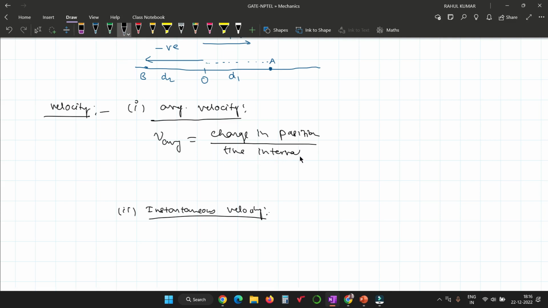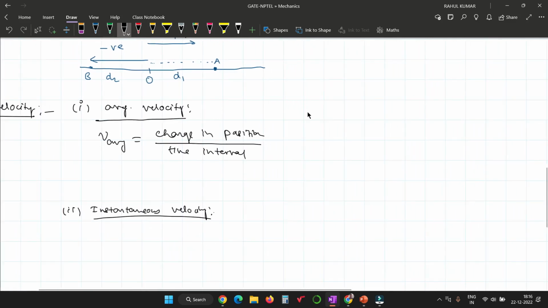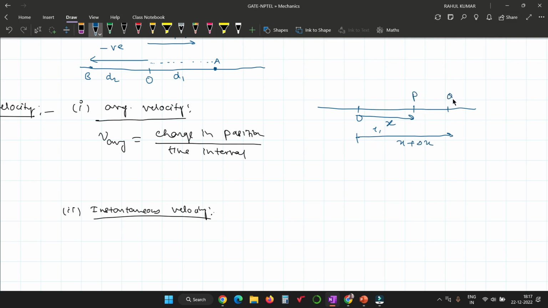Time interval. Okay, so what does it mean? Suppose I talk about a rectilinear motion. Let's take a reference point O. Suppose at time t, the particle P is situated at position x. Now after time t plus delta t, the particle reaches point x plus delta x. So it is the initial point and it is the final point.